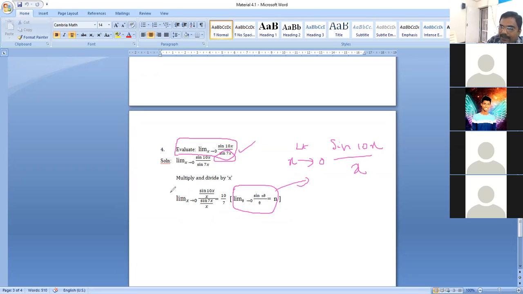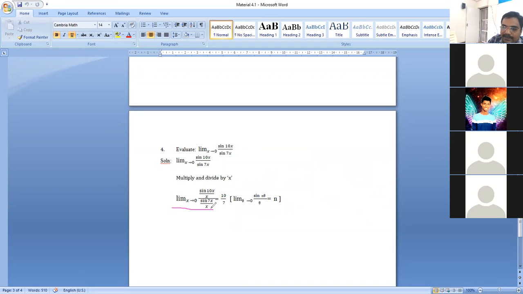So what you have to do? Again same steps, because we need x here. In place of theta you have to put x. So sine nx by x is equal to n. Here sine 10x by sine 7x is there, so x is not there. For this you have to multiply and divide by x. In the previous sum you did x minus a, but in this case only x is required. So this will be limit x tends to 0, sine 10x by x by sine 7x by x.